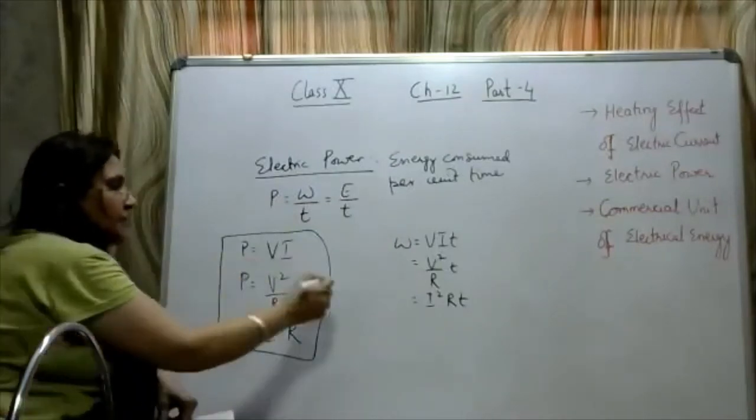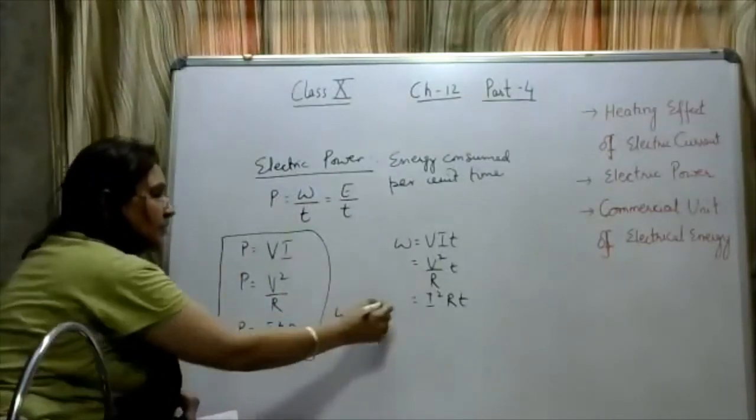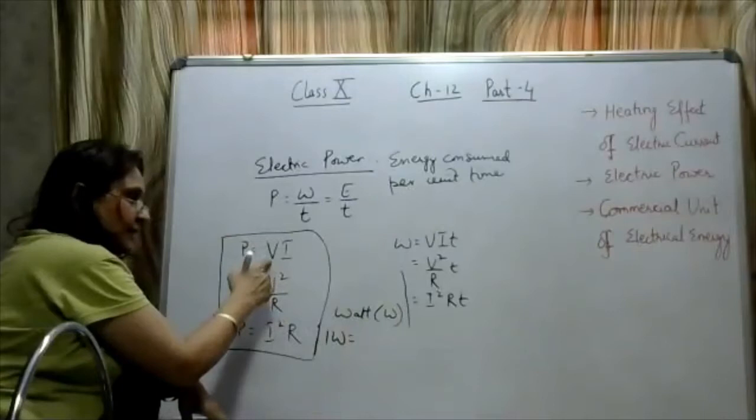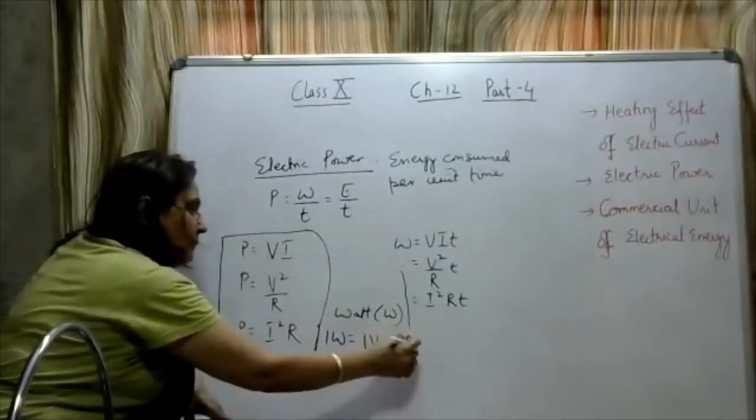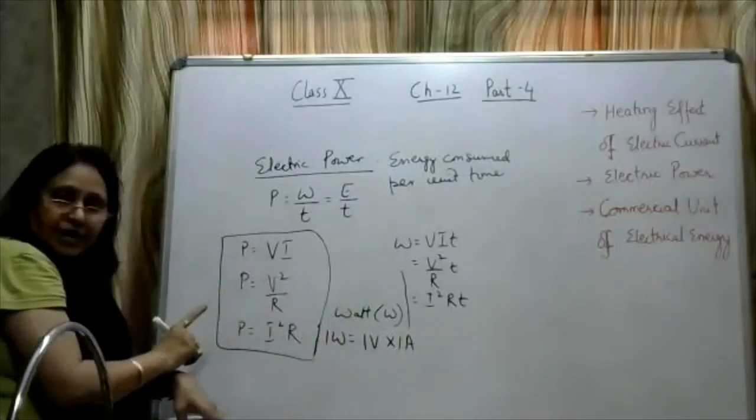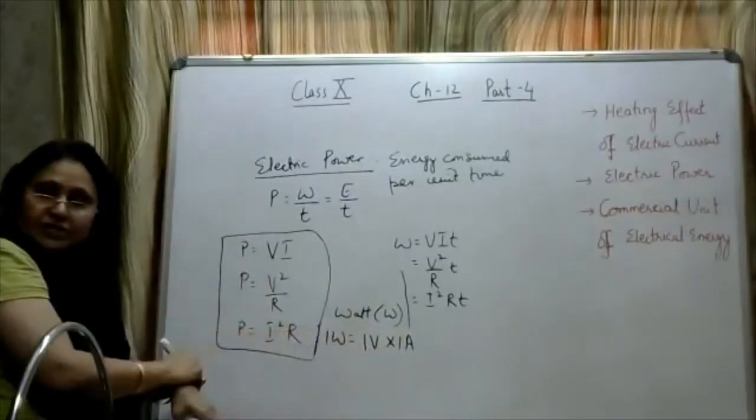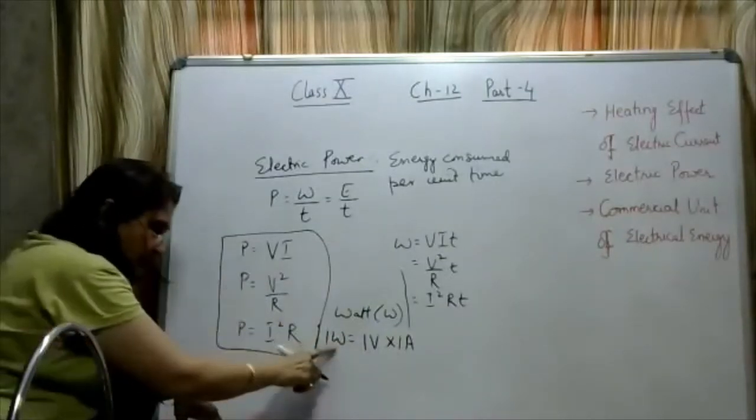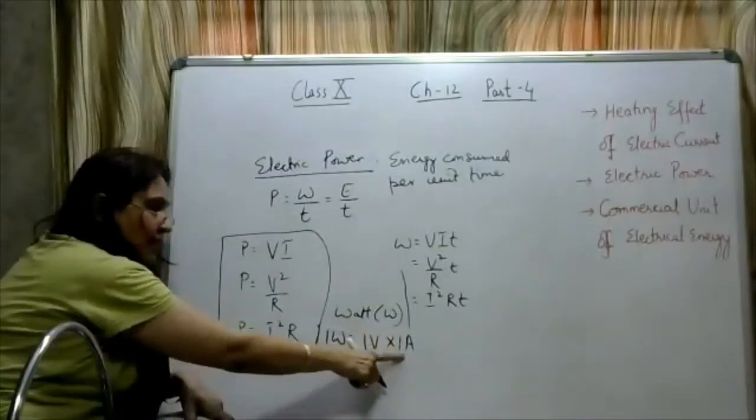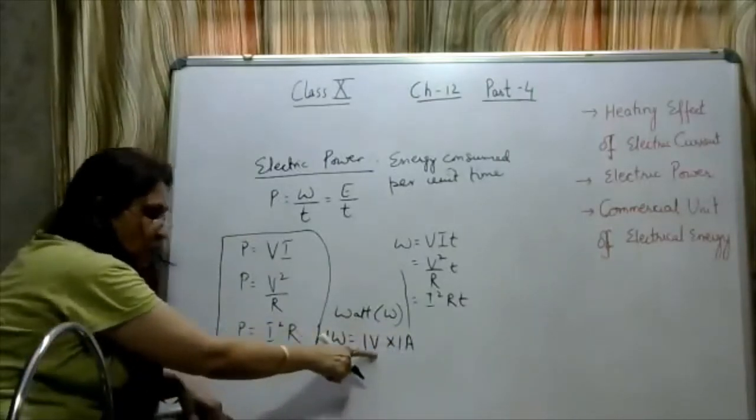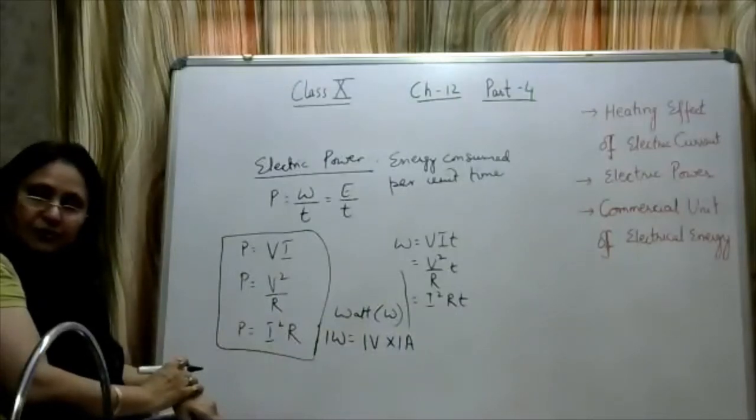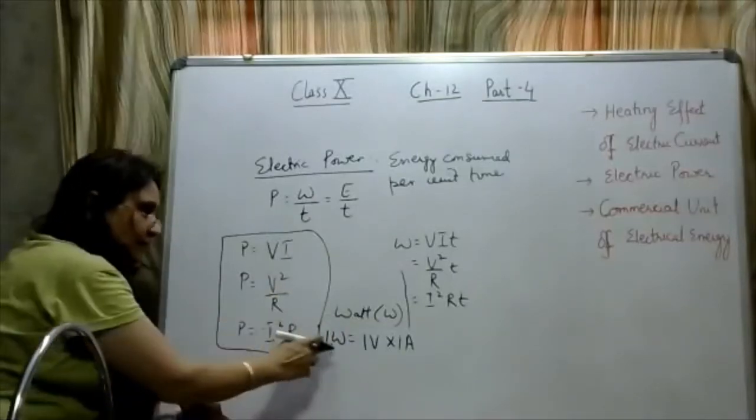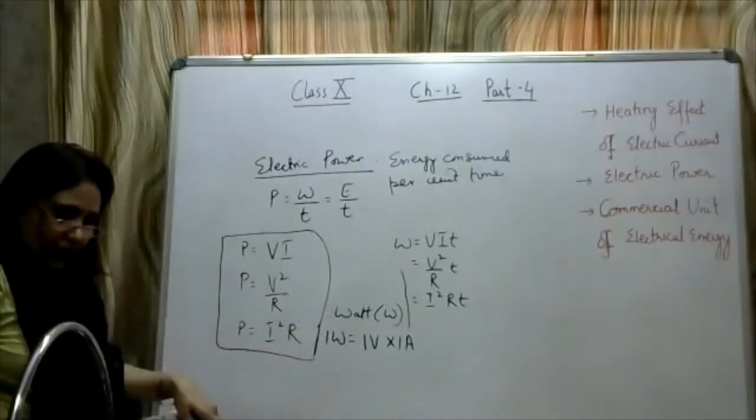The unit of electric power is watt, which we represent by capital W. 1 watt of electric power can be defined as 1 volt into 1 ampere. That is, when 1 ampere of current is flowing between 2 points having a potential difference of 1 volt, then the electrical power is equal to 1 watt. So these are the various expressions of electric power. The SI unit is watt, and 1 watt is equal to 1 volt into 1 ampere.